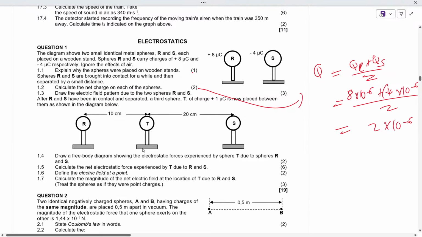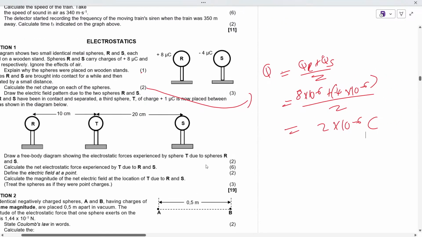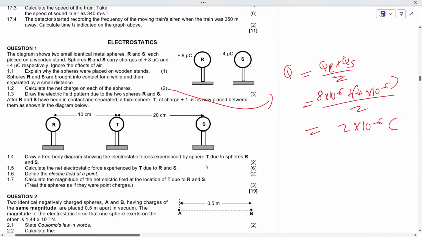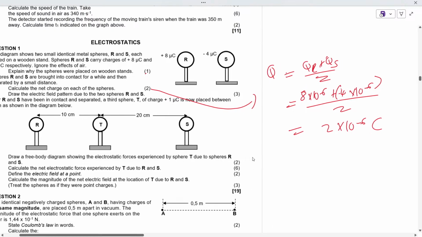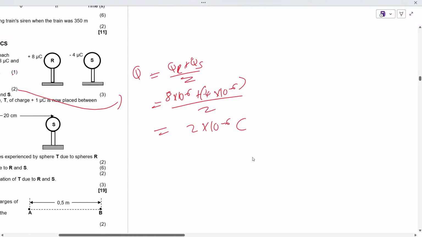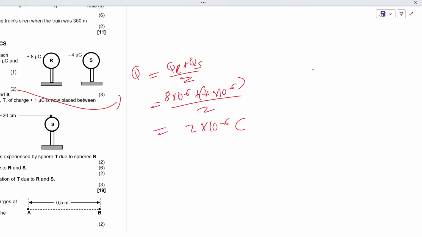Yeah, in the next example, I was still looking for the formula sheet. Okay, so it says draw an electric field pattern due to the two spheres, and then they say we must draw it. What do you know about the electric field pattern? I think this one, grade 11, we know better because they are doing magnetism where they used to draw.